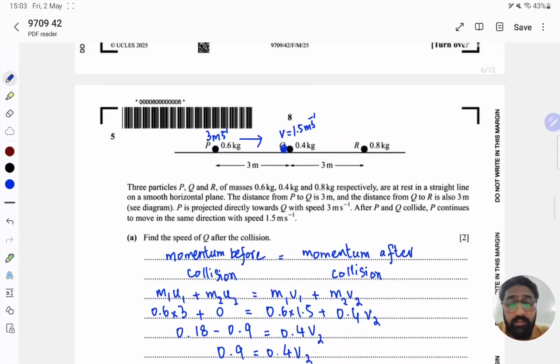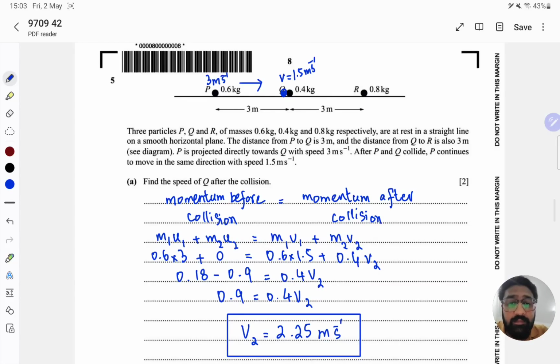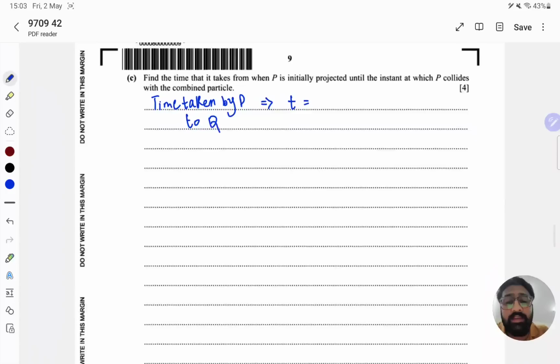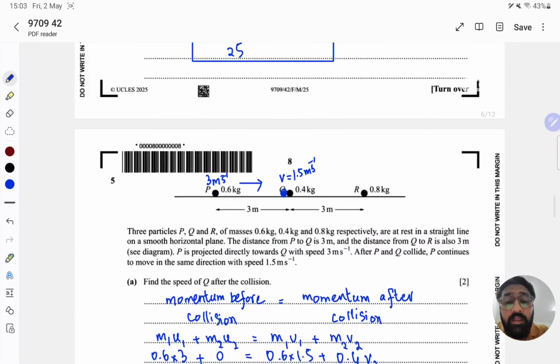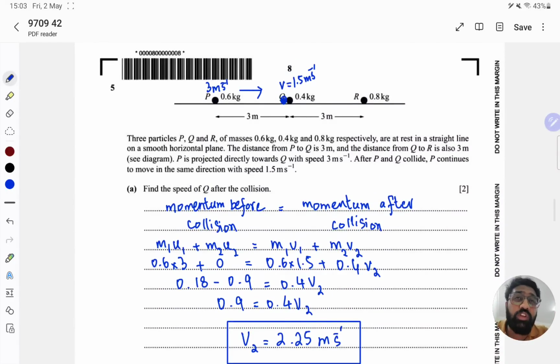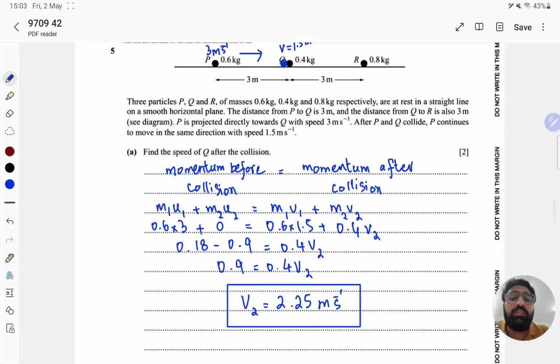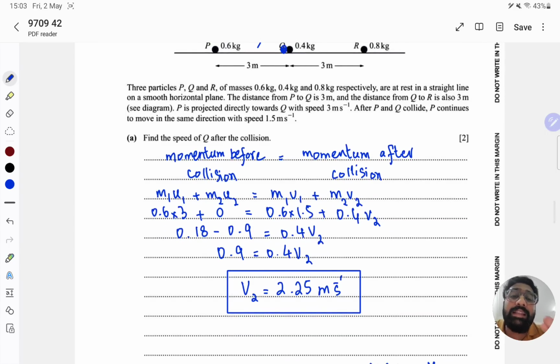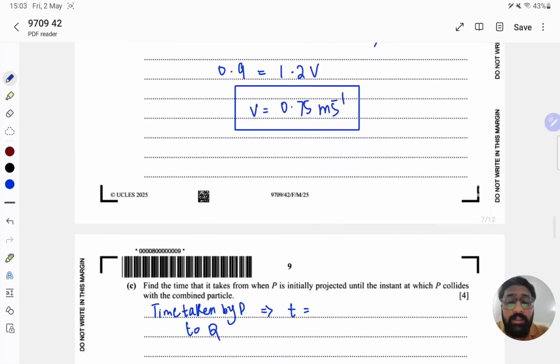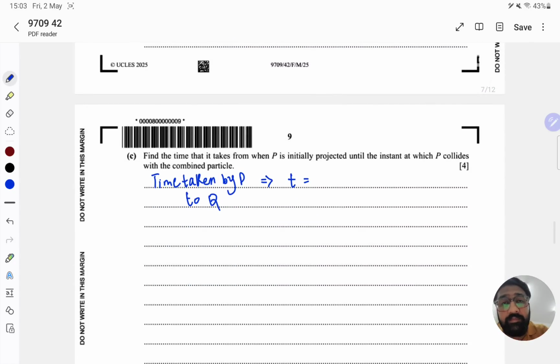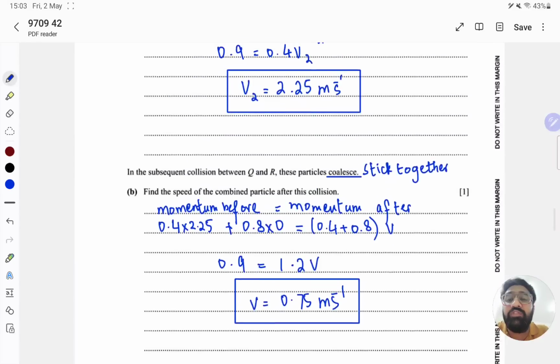So T, since it is the time, the speed at that portion is 3, and from P to Q, object P is traveling with the same speed. 1.5 meter per second is the speed after it had a collision with Q. So throughout P to Q, it had the same speed, which is 3 meter per second. So time is equal to 3 divided by 3. So it took 1 second for the object to reach from P to Q.